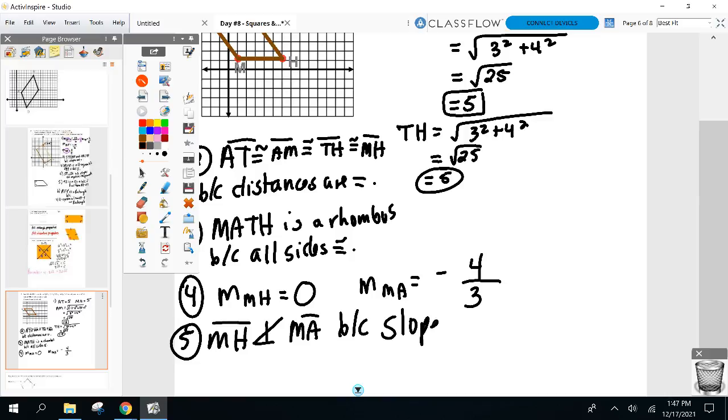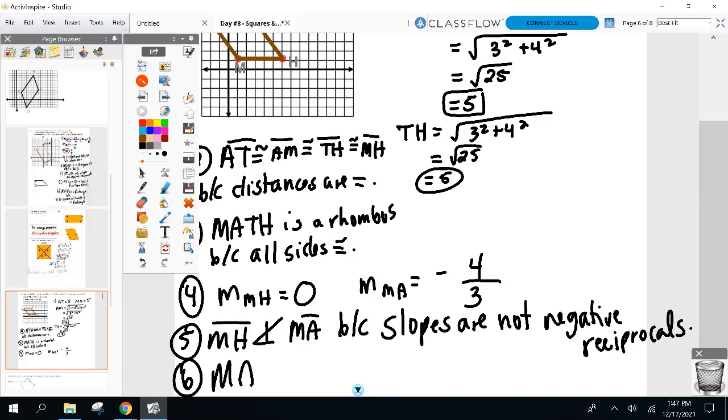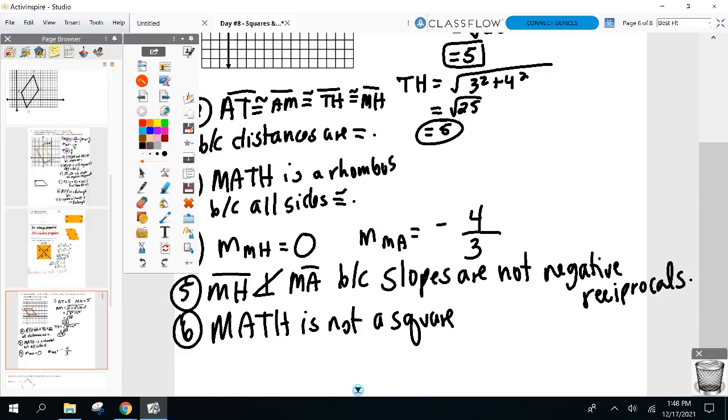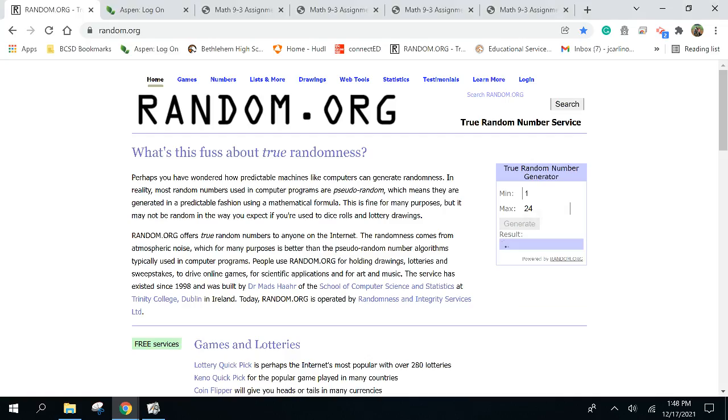Great wording. Slopes are not negative reciprocals. So this bad boy is not a square, huh? MHMA is not a square. You could also say in this step too that there's no right angle at M. That's fine. But we're pretty confident it is not a square because, why is it not a square? Why isn't this a square?